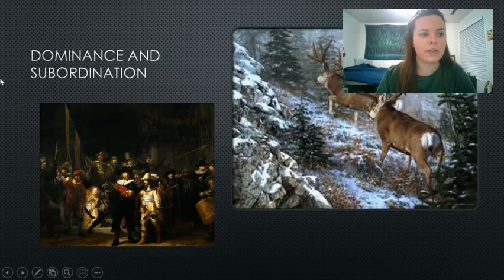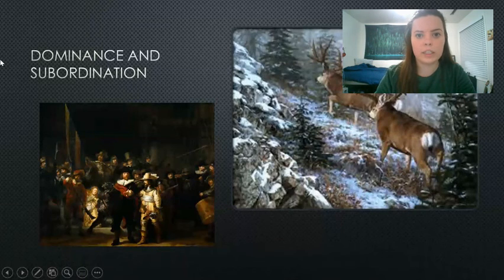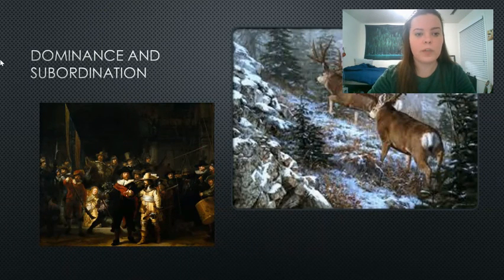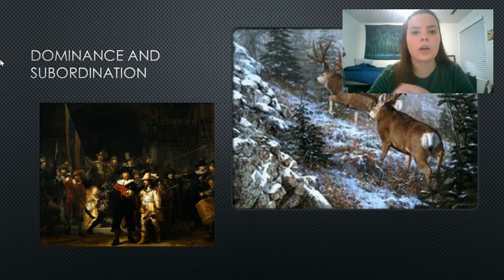So my last one I have here is dominance and subordination. Dominance and subordination means one thing is going to be really strong and then the other thing is going to be on the weaker side. And so what we want to be strong is our focal point, right? Remember, where does the artist want us to look? That is our focal point.